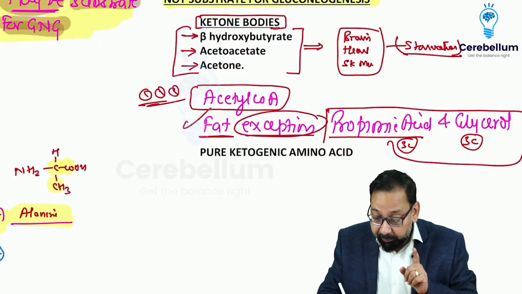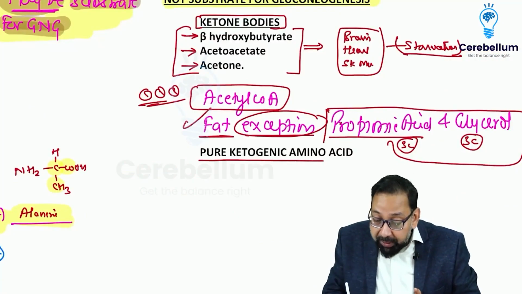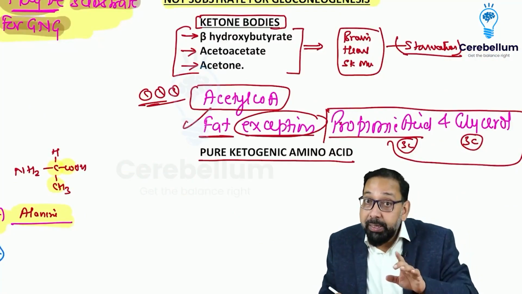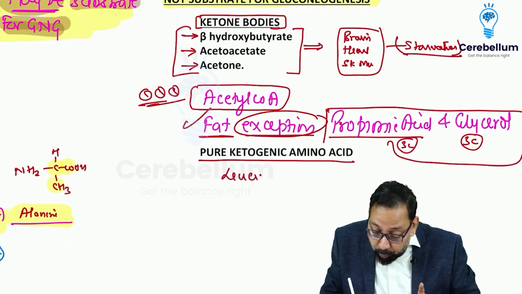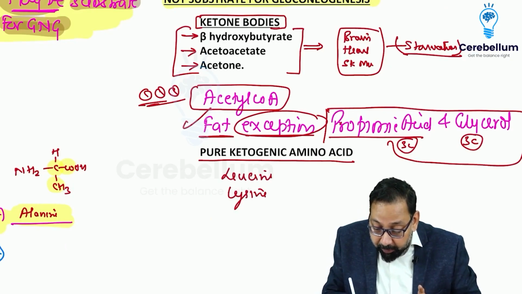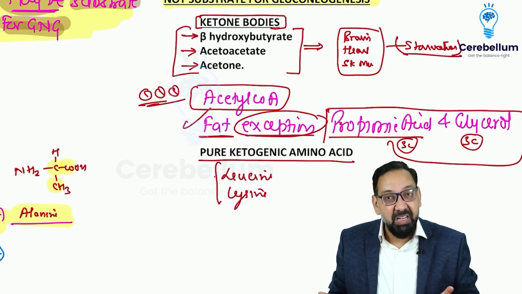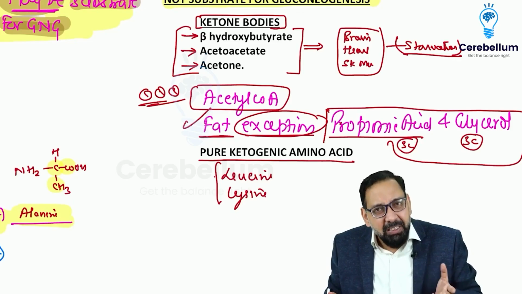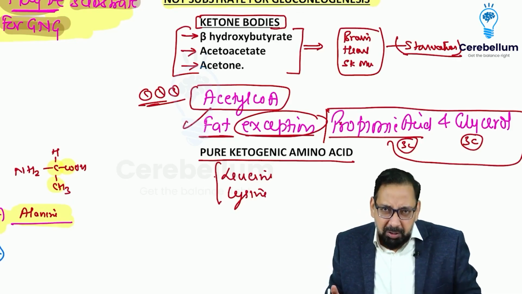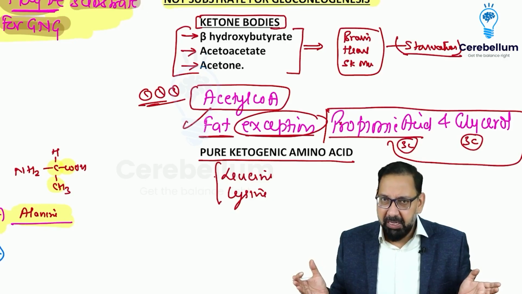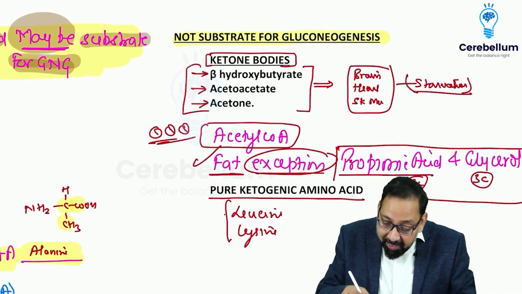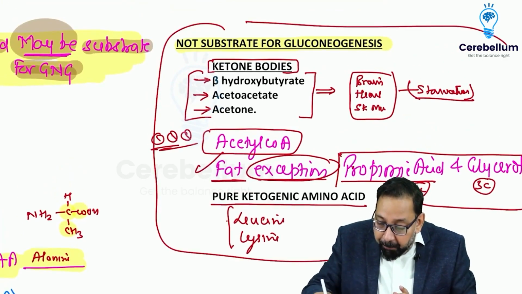Yes, another exception: pure ketogenic amino acids. Out of 22 amino acids, two are pure ketogenic. The mnemonic is leucine, lysine: Lily, don't be silly. Lily asks their boss, should we synthesize glucose? Then the boss said, no, we are willing, we don't synthesize glucose. Lily, don't be silly. So they are never substrates for gluconeogenesis.